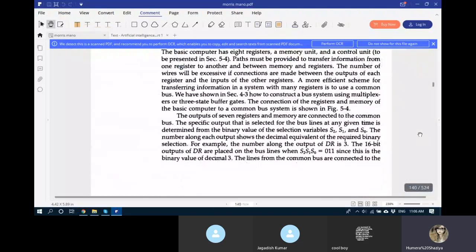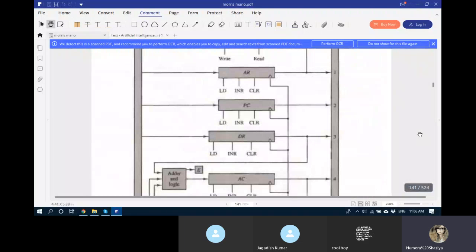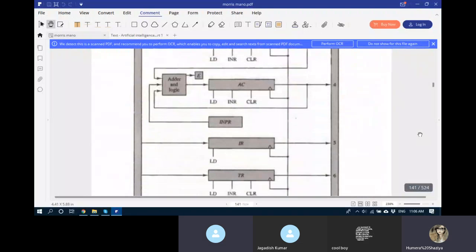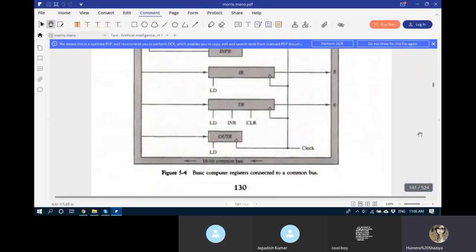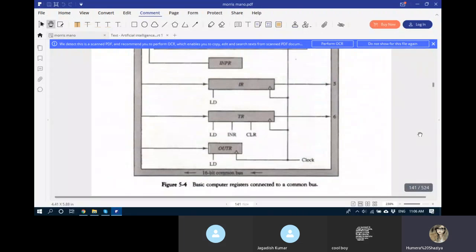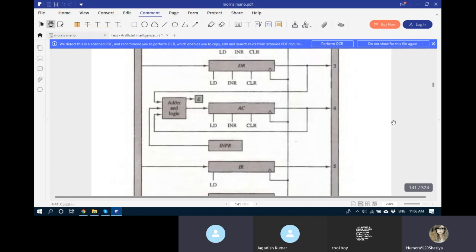And the common bus system. This question is for everyone. Is the common bus system not clear? Can you explain again, ma'am?